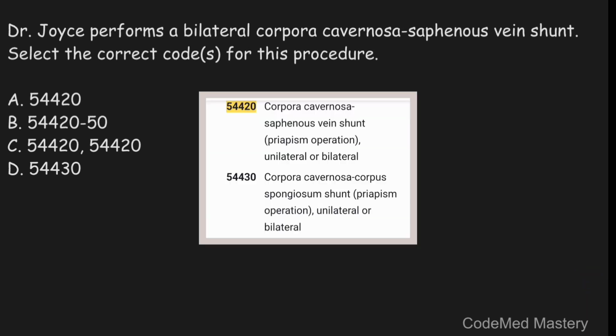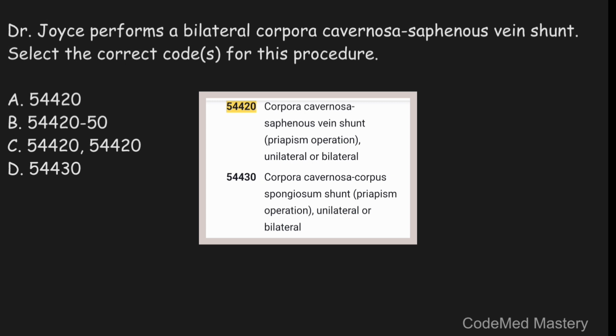The code 54420 is for corpora cavernosa saphenous vein shunt, unilateral or bilateral, and the code 54430 is for corpora cavernosa spongiosum shunt, unilateral or bilateral. So which among these two codes is the right one? If you choose the code 54420, then you're absolutely right, because that is for corpora cavernosa saphenous vein shunt, which is exactly mentioned in the question, and the code already involves unilateral or bilateral. Therefore, we should not append modifier 50.